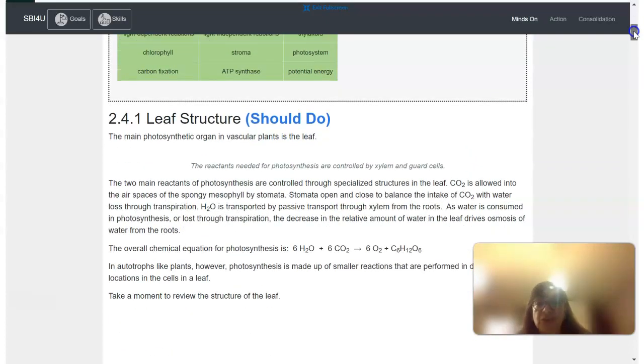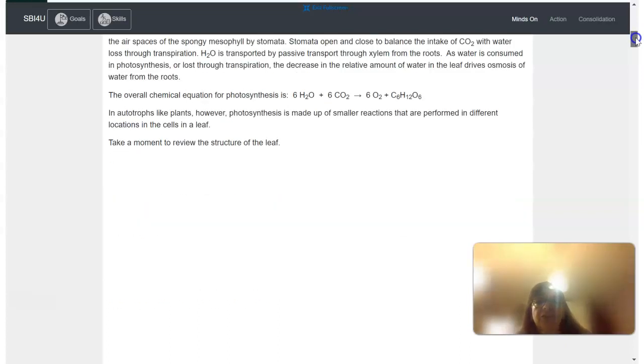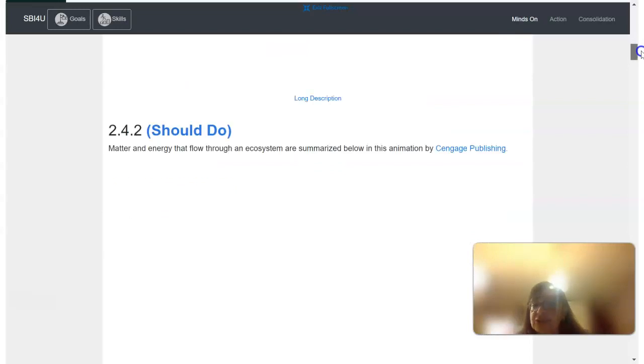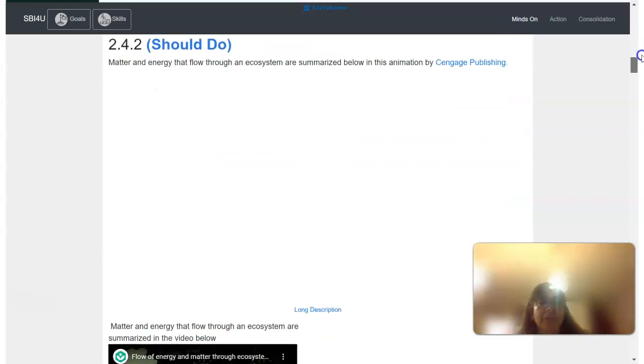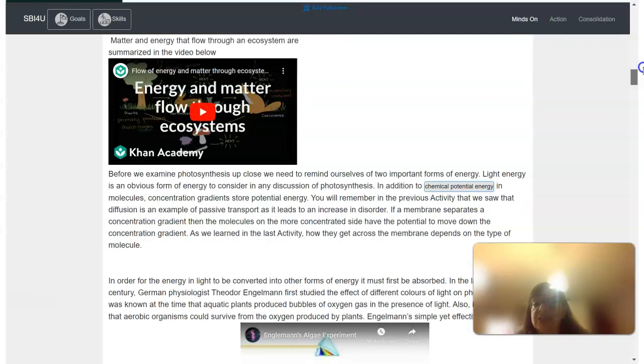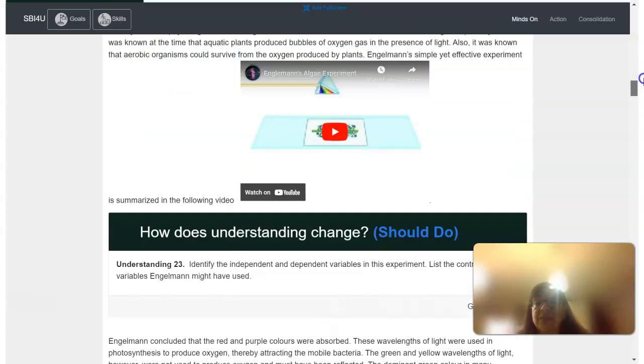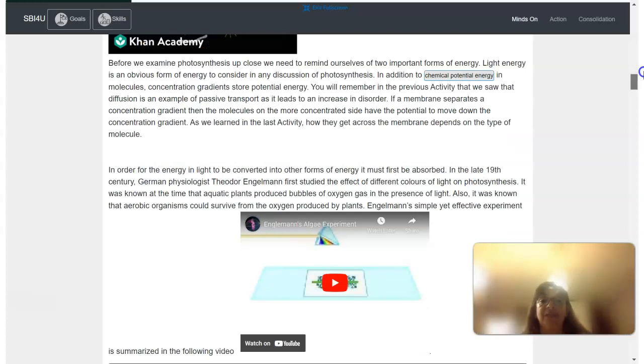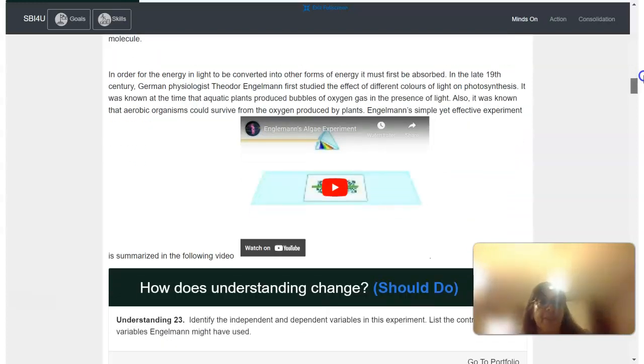So these are the terms that you will learn. Start with a review of your knowledge about the structure of the leaf, which you've studied in grade 11, and what energy is, just to be ready to understand what's happening to energy in photosynthesis.